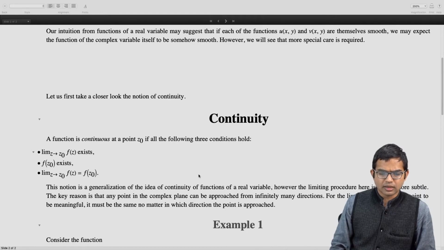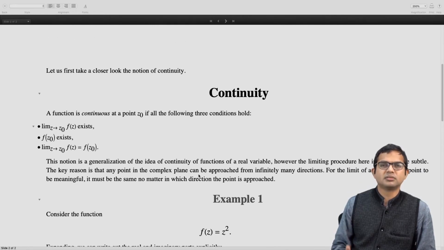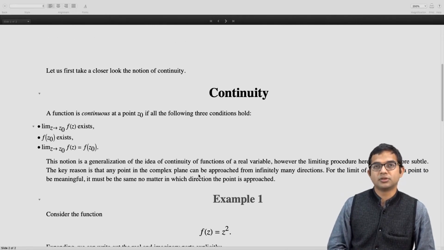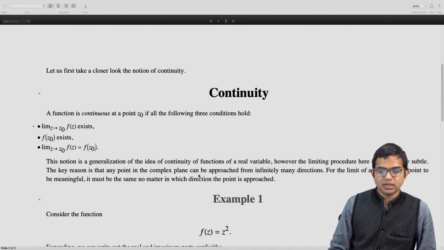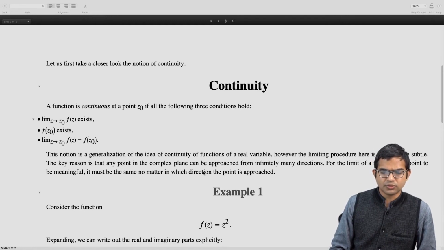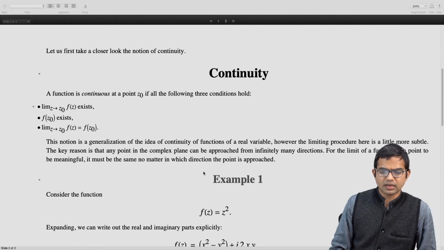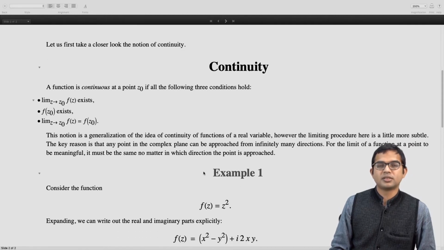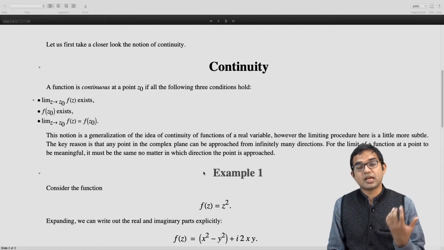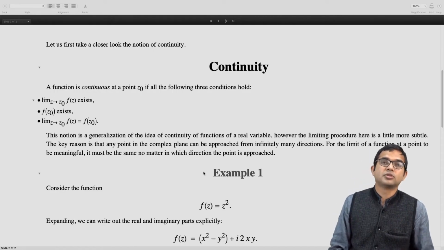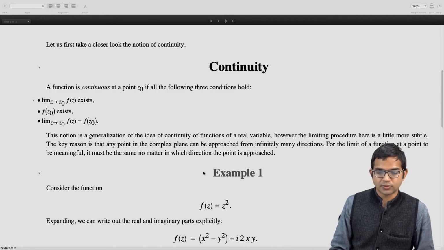Let's look at a few examples. Suppose we consider a simple function like f of z is equal to z squared. Intuitively we would expect this to be a continuous function at all points in the complex plane, and indeed it's true. If you expand it out explicitly and write out the real and imaginary parts, you write it as x plus iy the whole squared. So the real part is going to be x squared minus y squared, and the imaginary part is going to be 2xy. It's straightforward to work this out.